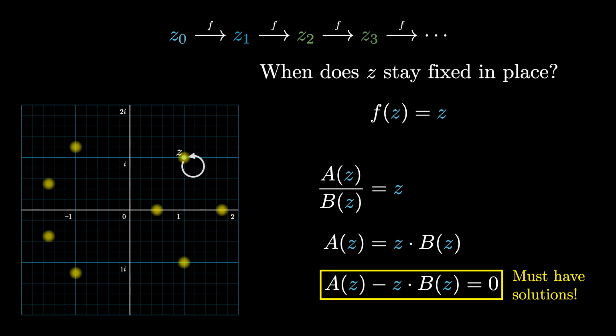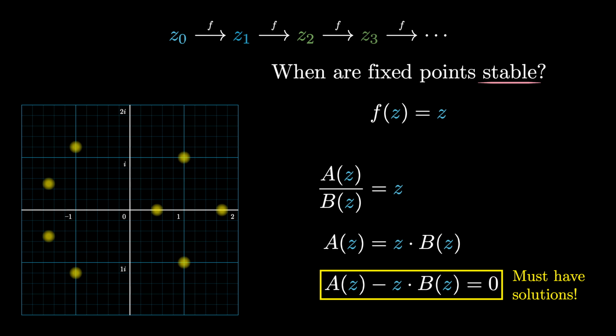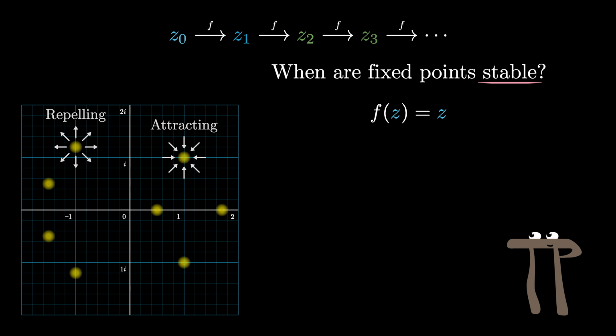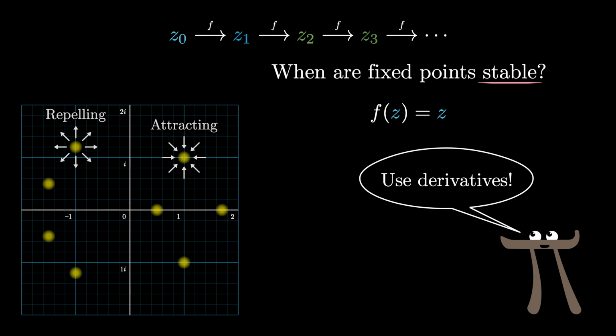Now, just asking about fixed points is maybe easy, but a key idea for understanding the full dynamics, and hence the diagrams that we're looking at, is to understand stability. We say that a fixed point is attracting if nearby points tend to get drawn in towards it, and repelling if they're pushed away. And this is something that you can actually compute explicitly using the derivative of the function.